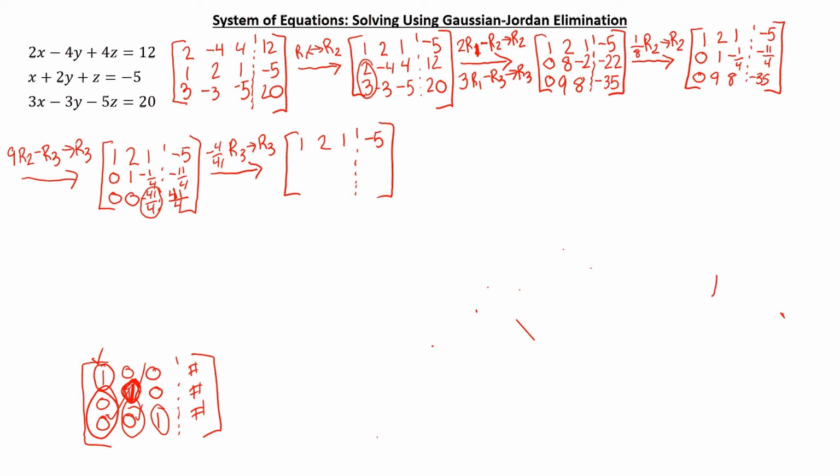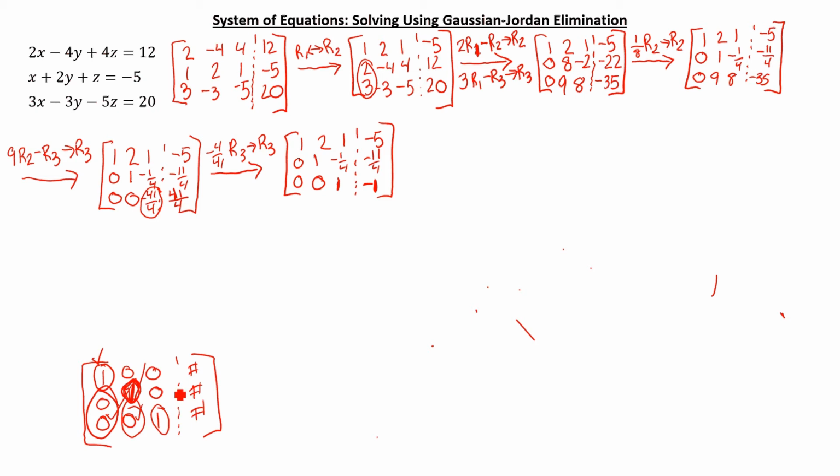Okay. So 2, 1, 1, 2, 1, negative 5, 0, 1, negative 1 over 4, negative 11 over 4, and then row 3 is the one that's going to change, so it'll be 0, 0, 1, and then this will become negative 1. Now, we have just done Gaussian elimination. So we now know that z is going to be negative 1. Our goal is to do Gauss-Jordan elimination. Basically, Jordan came in and said, yo, Gaussian, let's go a little further.